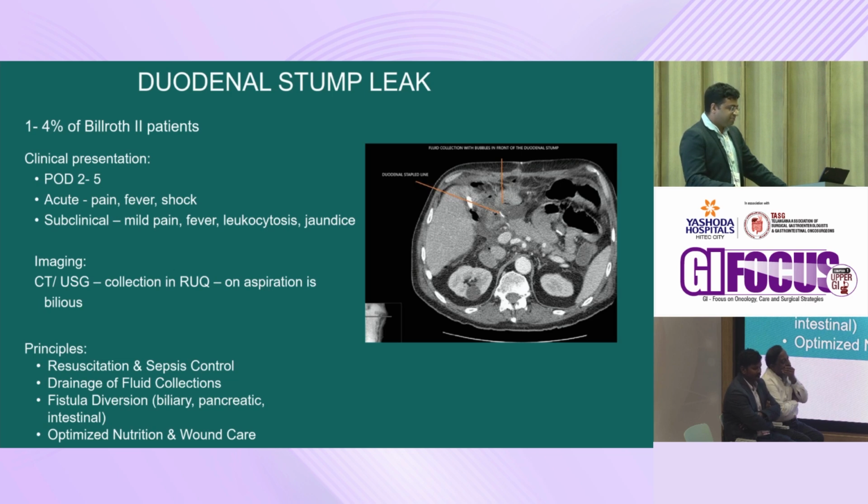So, in duodenal stump leaks, if you already have a drain in place, you have nutritional access, then you can manage him conservatively, give antibiotics. If he develops peritonitis, then you have to do a laparotomy. You should not hesitate at any point. The main principle is, one, sepsis control, second, drainage of any fluid, make sure nutrition is there, wound care is there, and if it is very badly inflamed, sometimes you will have to do a duodenostomy.